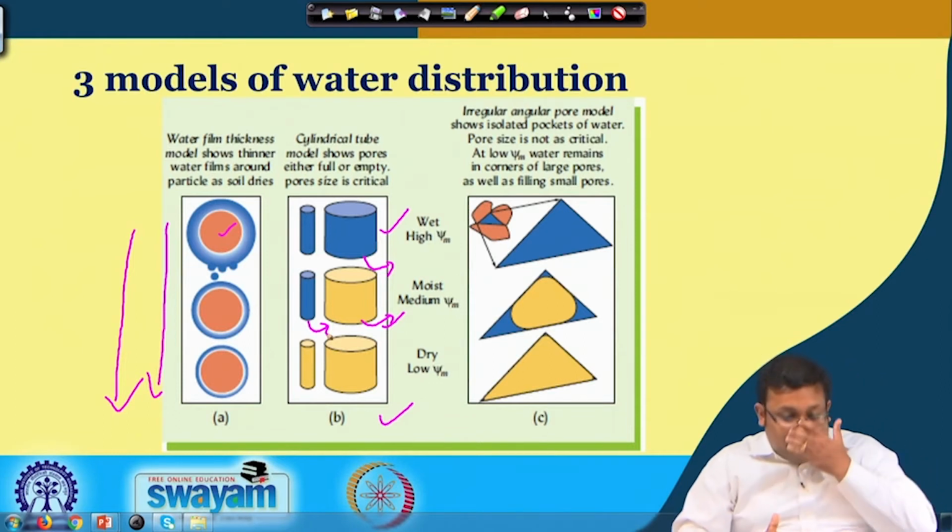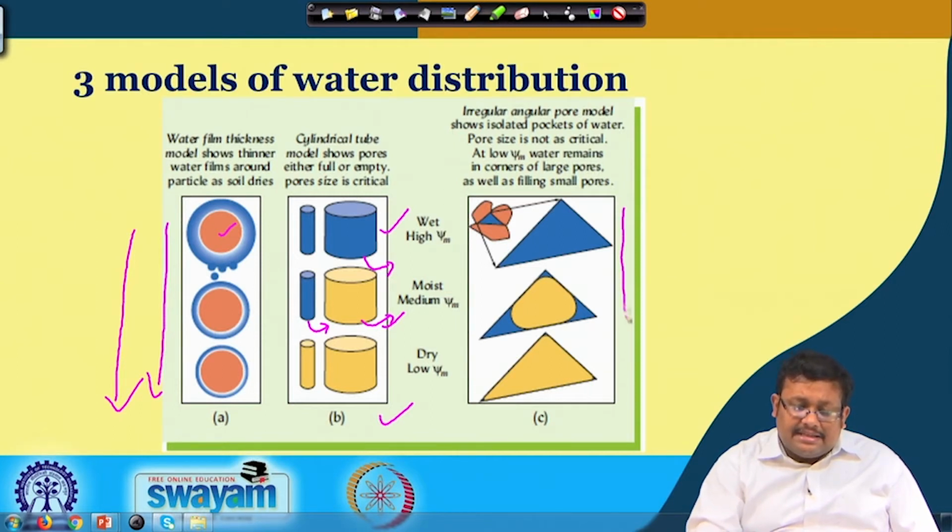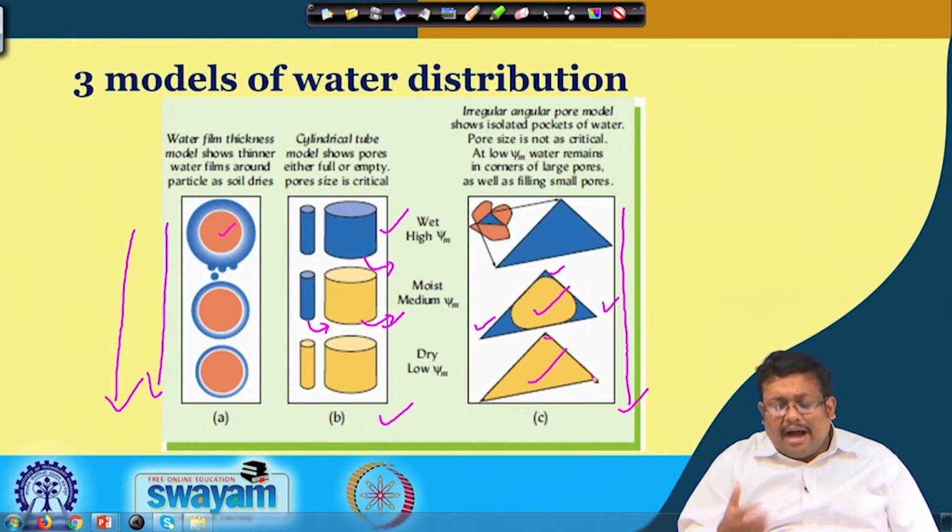The final model is called the irregular angular pore model, and it shows irregular, isolated pockets of water. You can see these are angular shaped pores, and in angular shaped pores, if we start drying this soil, the water will first evaporate from the middle portion, and these three corners will hold the water with higher tenacity. As we further dry the soil, most of the water from these triangular pores will evaporate. However, there will still be some amount of water left in these corners because of higher tenacity.